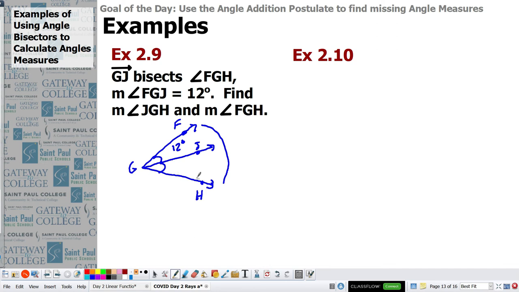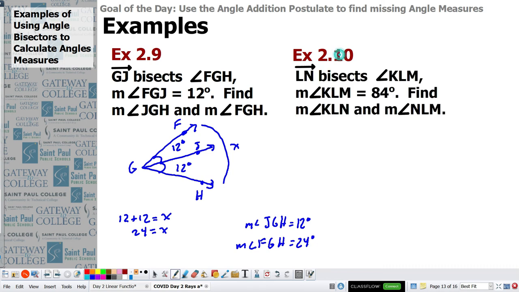Well, the measure of JGH, since I see that these two are congruent, if the top one's 12, this one down here has to be 12, right? So that's one of my angles. The measure of angle JGH equals 12 degrees. And then to find the whole thing, we can use the angle addition postulate. The part plus the part equals the whole. So we have 12 plus 12 equals x. 12 plus 12 is 24 equals x. So then the measure of the whole thing, angle FGH, equals 24 degrees.